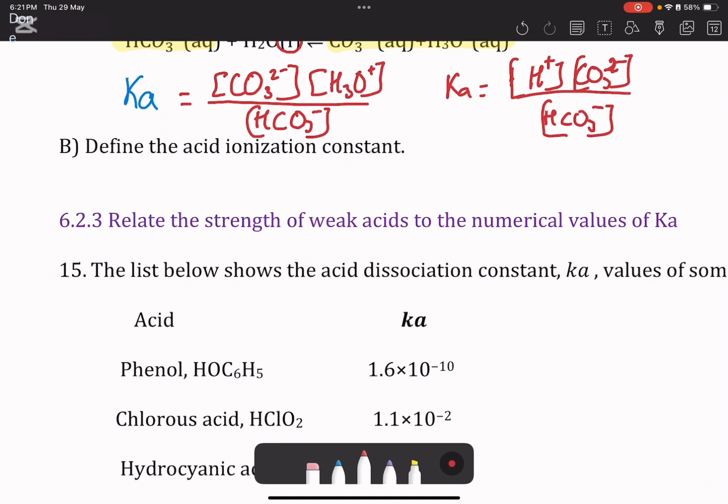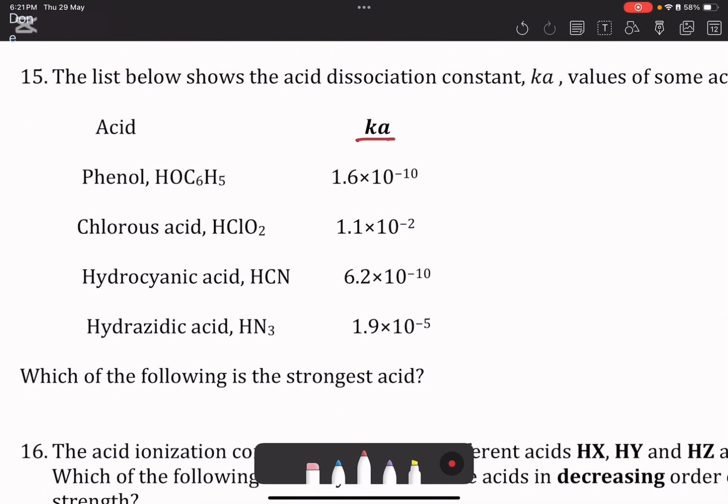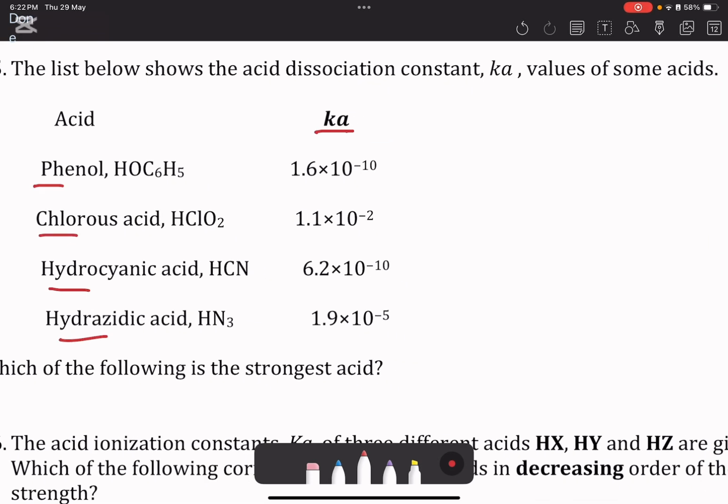Now, what would be the definition of Ka? Ka will show you how weak the acid is. So the value of K will show the strength of the ionization or dissociation of the acid. Moving on, we can use the value of Ka in order to check which one is the weakest and which one is the strongest among the weak acids. So the value of Ka, again, as I mentioned, will indicate how weak an acid is.